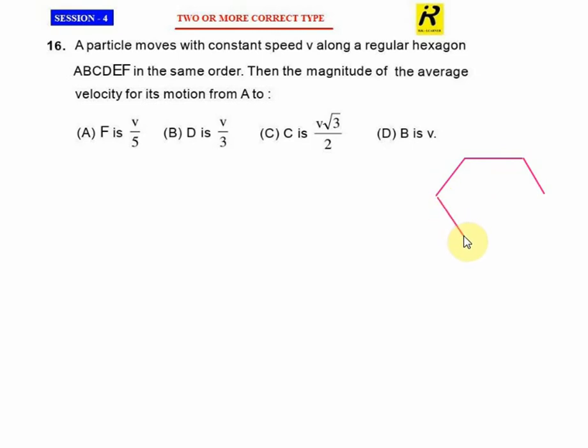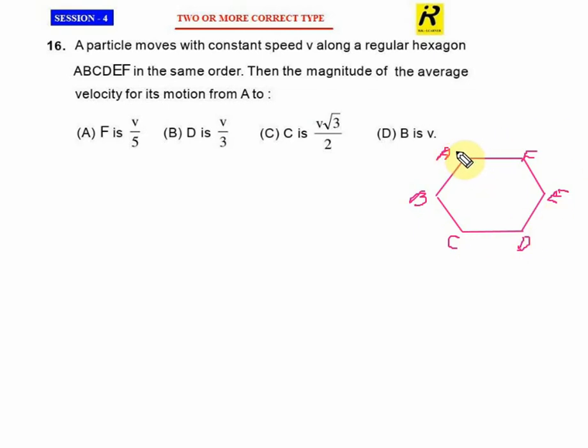So we're having the hexagon which is described in the question. So let me write the vertices A, B, C, D, E, and finally F. So a particle should move from A, so it will make one complete cycle starting from A to A once again.